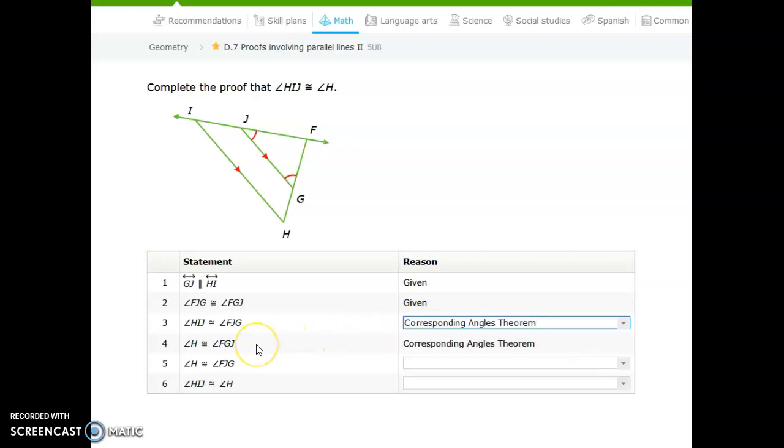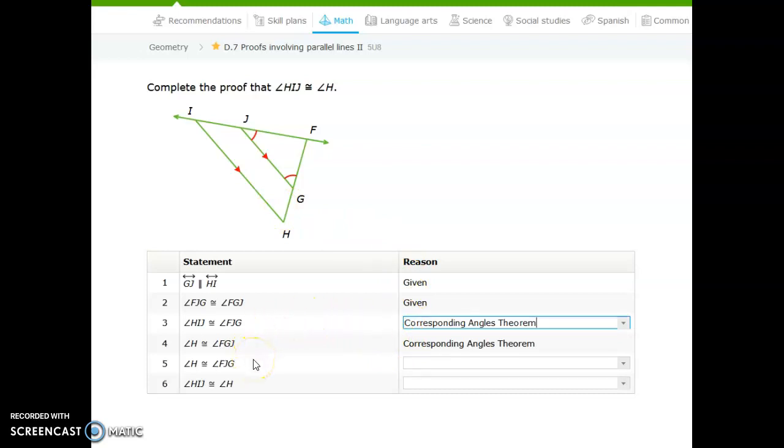Okay, the next one says angle H is congruent to angle FGJ. Angle H is congruent to angle FGJ. This angle and this angle. Yeah, they're corresponding angles as well. Okay, so we're going to use the same reason, corresponding angles theorem. All right, let's go to the next line.